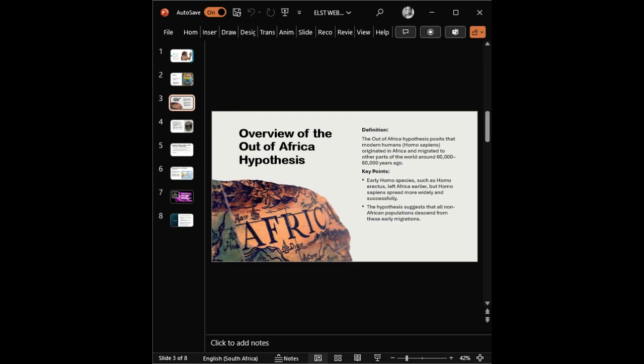The out of Africa hypothesis suggests that all modern humans originated from a population of early Homo sapiens that lived in Africa around 60,000 to 80,000 years ago. They began migrating to different parts of the world. Although earlier hominins like Homo erectus left Africa much earlier, it's the spread of Homo sapiens that we're most interested in for this hypothesis.